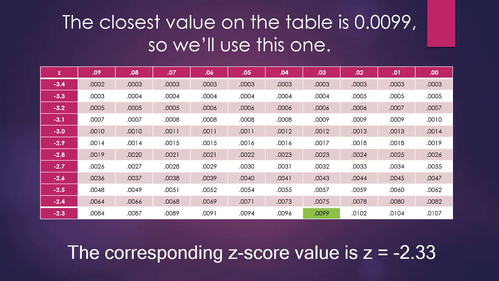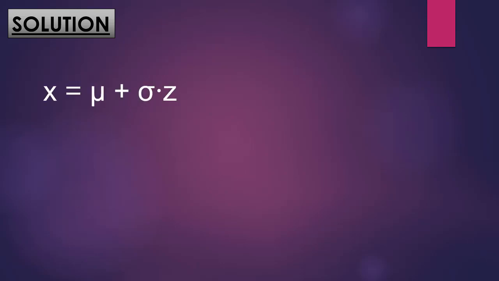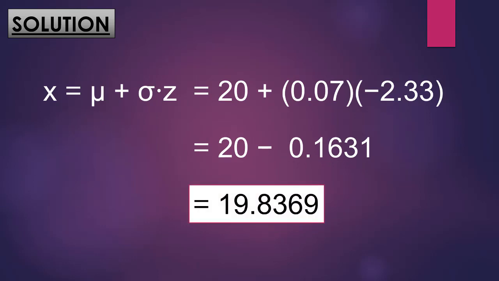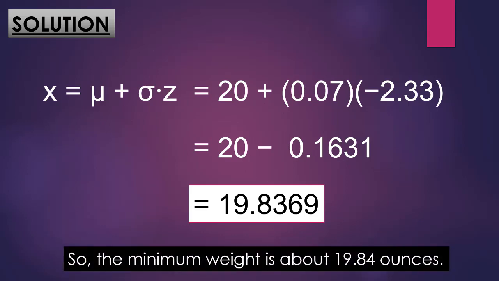It's that value that we use in our brand new x value formula. X equals mu plus z times sigma, which is 20 plus negative 2.33 times 0.07, which ends up being 20 minus 0.1631, which is 19.8369. So the minimum weight for these boxes is somewhere around 19.84 ounces. Anything less than that, and the manufacturer would have to pull it from the assembly line and repackage.